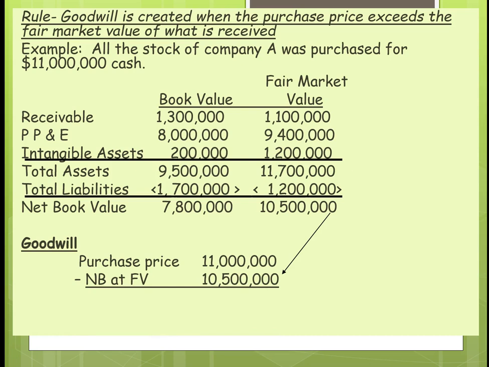Now, here's what's going to happen. We don't cover this here, but you cover it in advanced accounting. What we're going to do is mark up the assets to their fair market value in what we purchased. So that's where those costs will go. And it's only the difference that goes to goodwill.